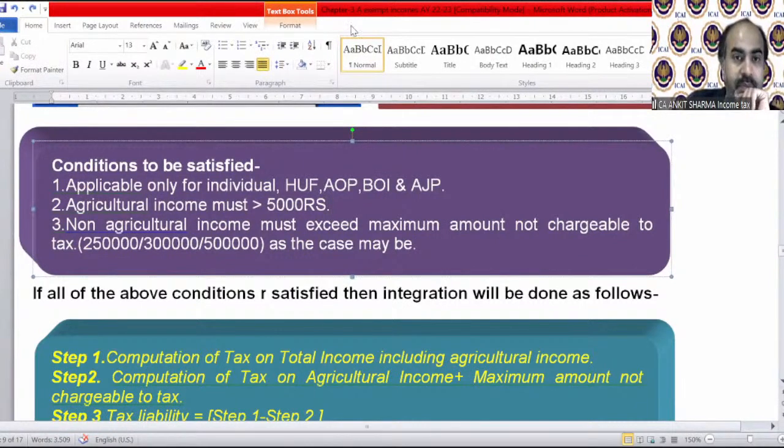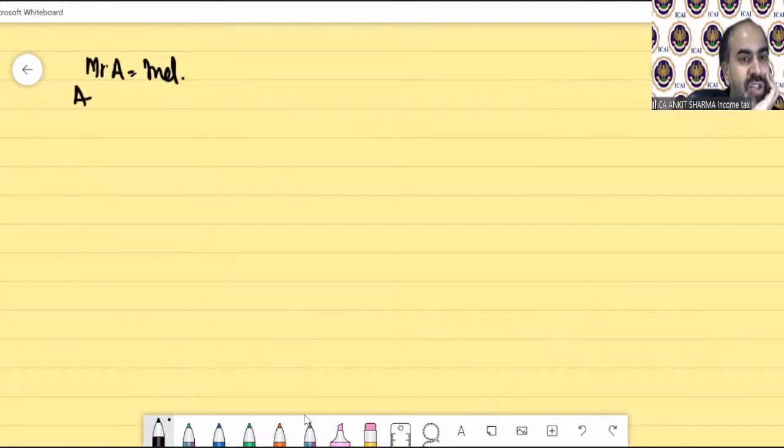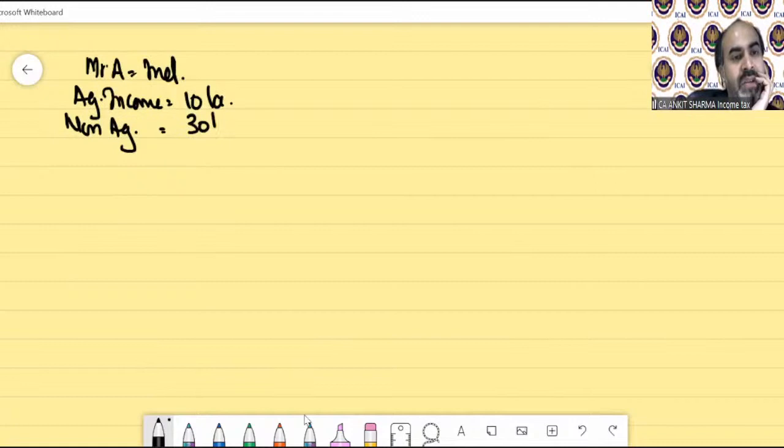For example, if the integration provision had not been there, assume there is no integration concept, and in the question it is given that Mr. A, an individual, has agricultural income of 10 lakh rupees and non-agricultural income of, say, 30 lakh rupees, and it is asked to calculate tax. If we do not know about the integration provision, how will I calculate tax? I will assume agricultural income is exempt, of course.